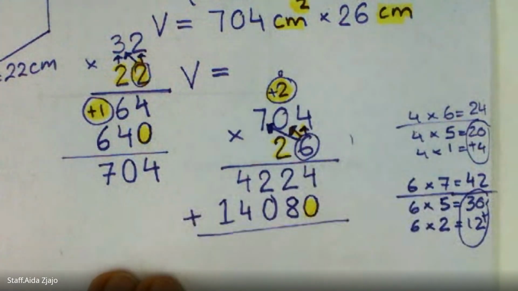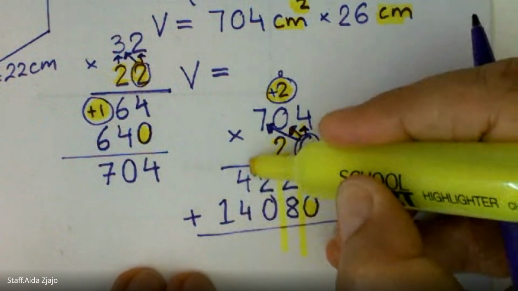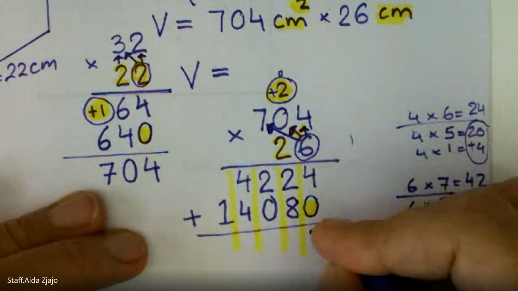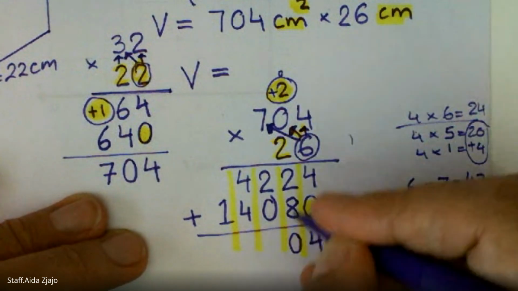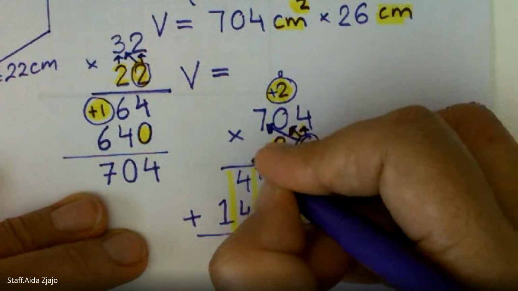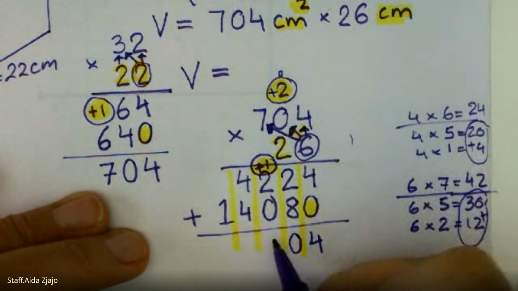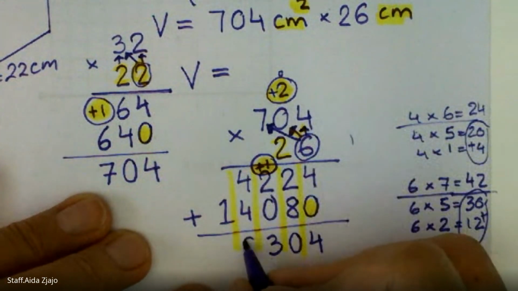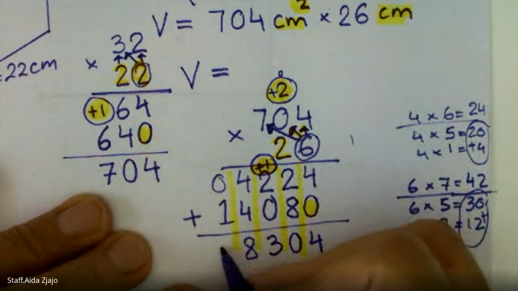When I'm done, I can add. I like to use my highlighter to keep the place value nice and clean. 4 plus 0 is 4. 2 plus 8 is 10. I remember 1, also circle. Then 2 plus 1 is 3. 4 plus 4 is 8. And 1 plus nothing is 1.